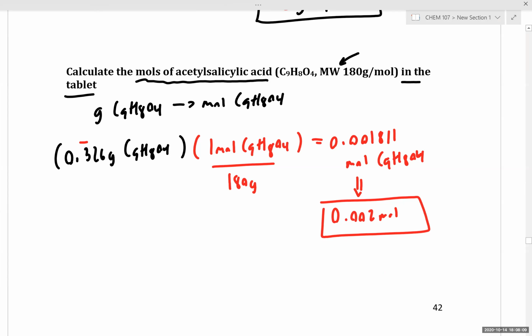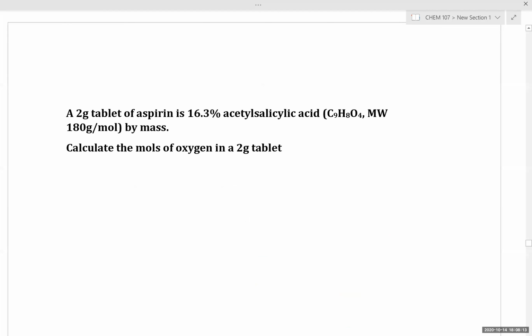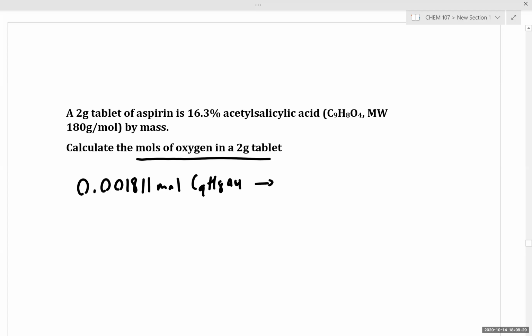We're just carrying through our value through multiple unit conversions. In this case, now we're asked to calculate the moles of oxygen in a 2-gram tablet, given that we have 0.001811 moles of acetylsalicylic acid. So I'd like you to convert the moles of this compound into the moles of oxygen. And again, let's take another 2 to 3 minutes to work on this example. And this is the same type of mole to mole conversion using the chemical formula that you've seen time and time again.